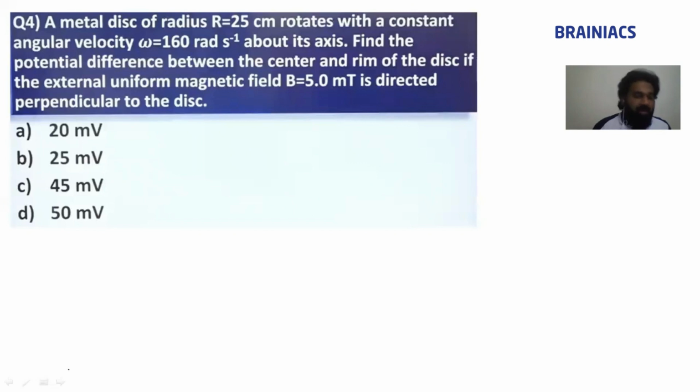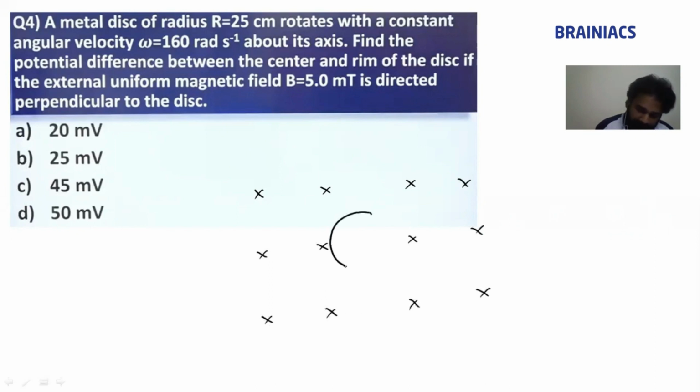So a metal disc of radius r is equal to 25 centimeter rotates with a constant angular velocity omega is equal to 160 radians per second about its axis. Find the potential difference between center and rim of the disk, if the external uniform magnetic field B is equal to 5 millitesla directed perpendicular to the disk. So this is just like a disk, and this is the magnetic field.